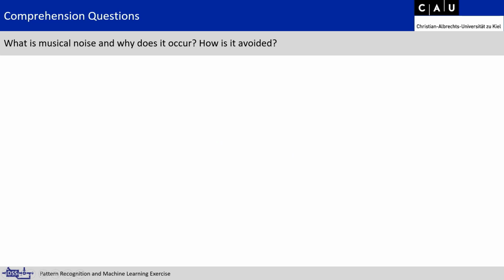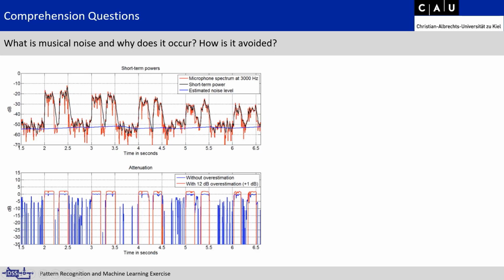What is musical noise and how does it occur? And how is it avoided? Let us first look at two plots from the lecture. In the upper plot we see three different quantities. In red is our observable signal y at a certain frequency band. And since noise is stationary, you can clearly see where speech is present, for example here, here, and then we would say that here this is, for example, a noise phase.